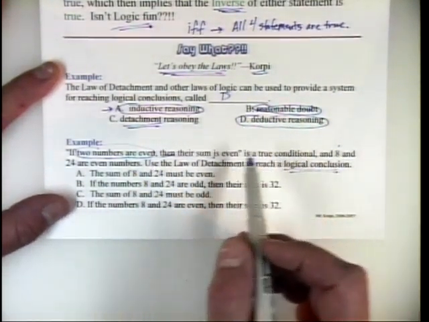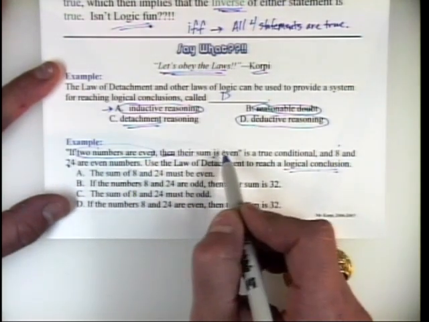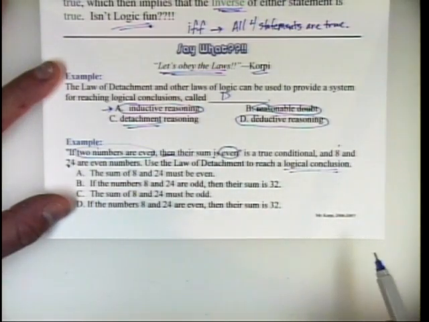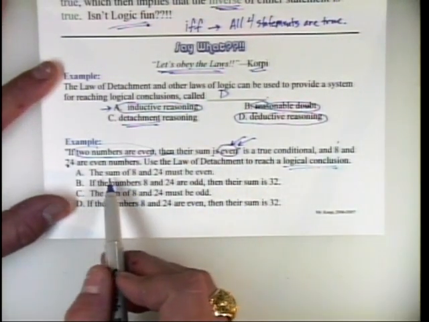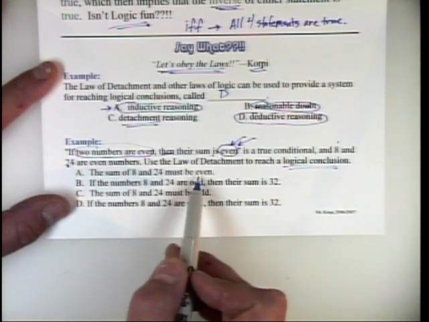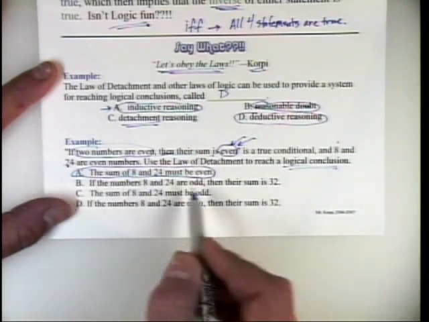Well, the law of detachment would say that the sum of those two even numbers, 8 and 24, has to be itself even. That's what the statement says right there. So which one is that? Choice A, the sum of 8 and 24 must be even. Well, by golly, that's nice when it's the first choice. Let's quickly look at the others.